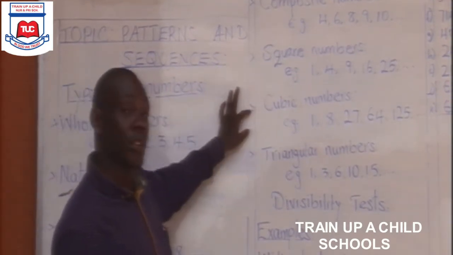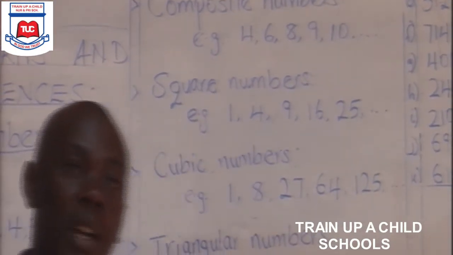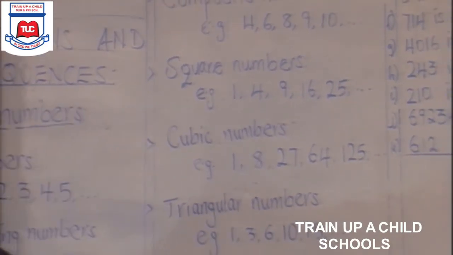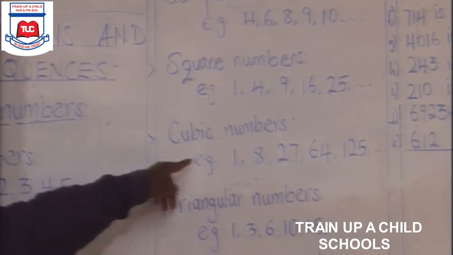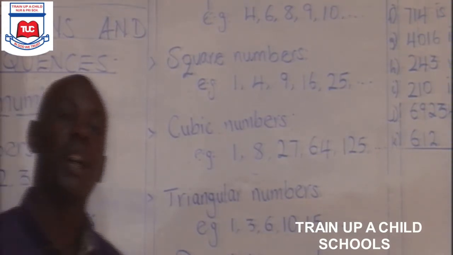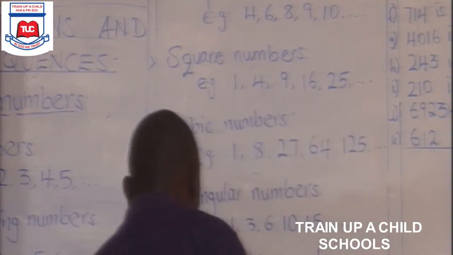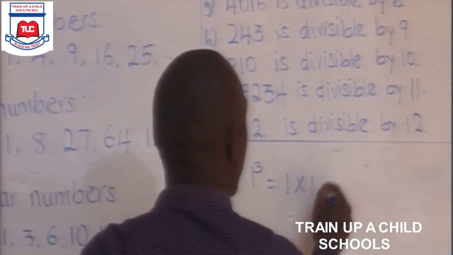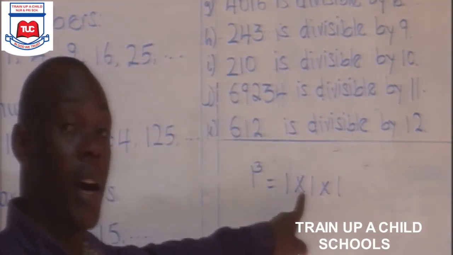Then I've got another category of numbers, which is cubic numbers. Cubic numbers are numbers got by multiplying a number by itself, but twice. There's a tendency of saying thrice. The multiplication is twice, but the number appears 3 times. So, for example, I've got 1. 1 cubed is 1 times 1 times 1. The multiplication appears twice.